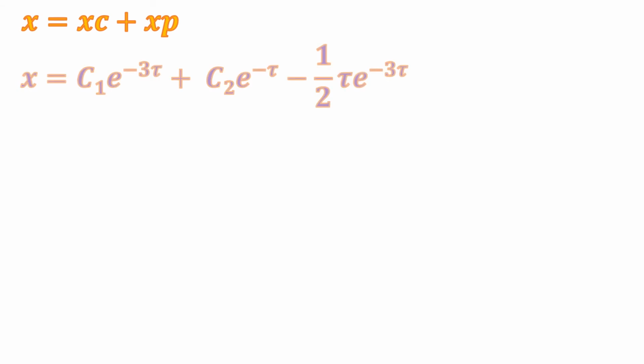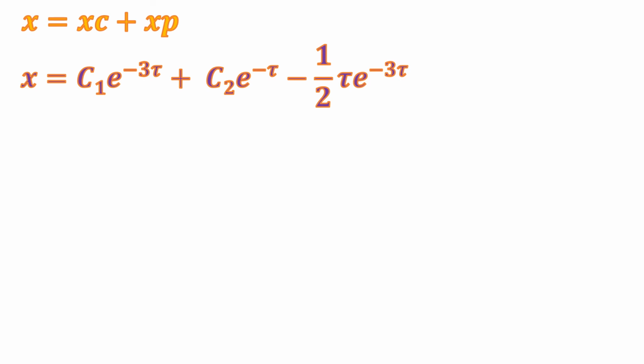So let's have our general solution. x equals xc plus xp, or the complementary solution plus the particular solution. Our complementary solution is c1 e to the negative 3t plus c2 e to the negative t, and our particular solution is negative 1/2 t e to the negative 3t.